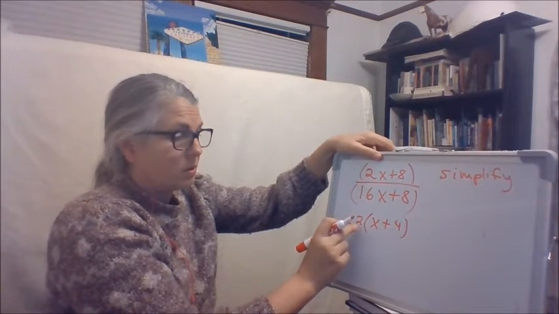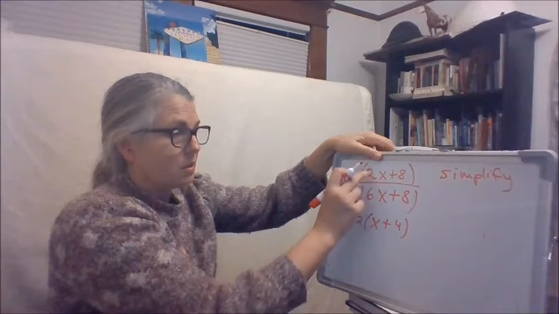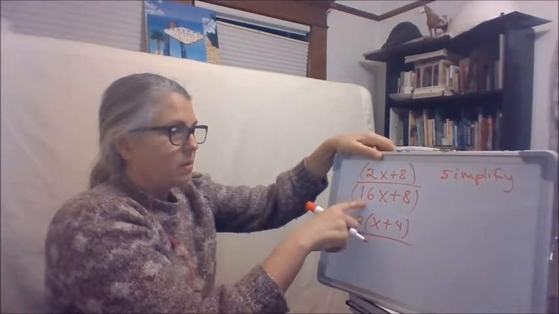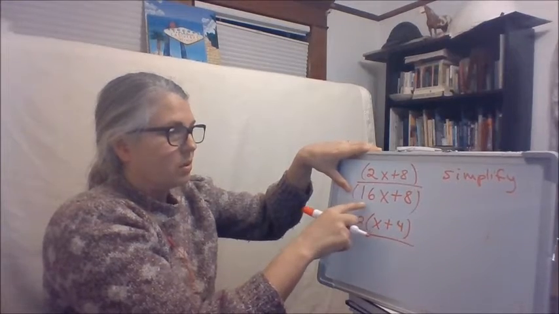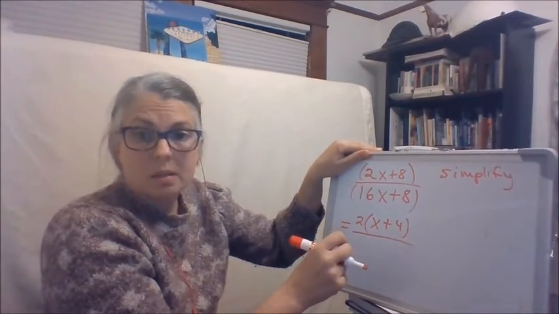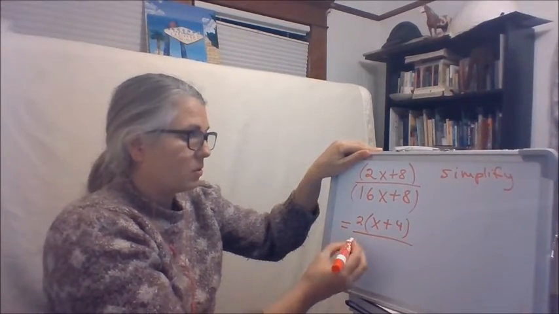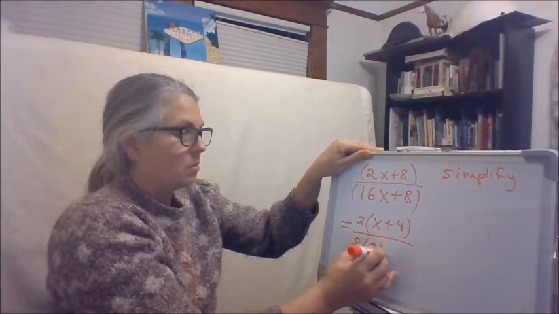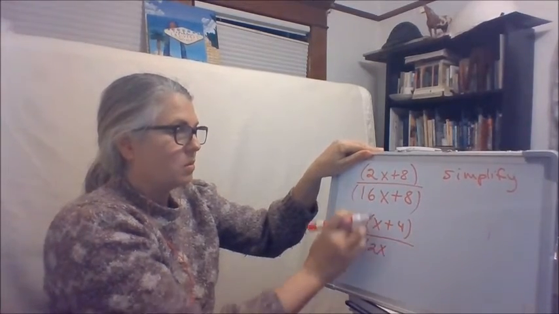Could I factor something out here? What could I factor out? What goes into 16x and what goes into 8? Well, 8, because 8 goes into 16 twice, so I could have 8. So 8 into 16x would go 2x, right? Because 8 times 2x is 16x. And then 8 times 1 is going to be 8. So I end up with that.